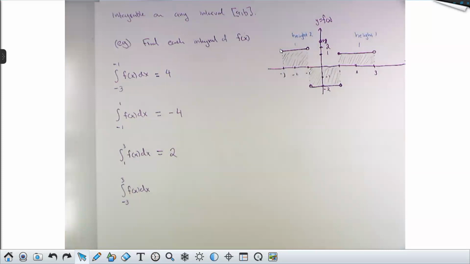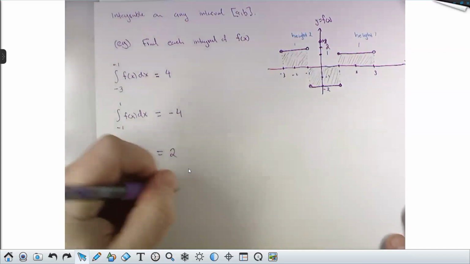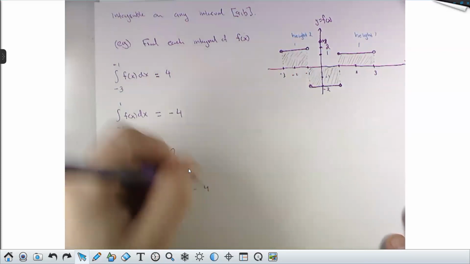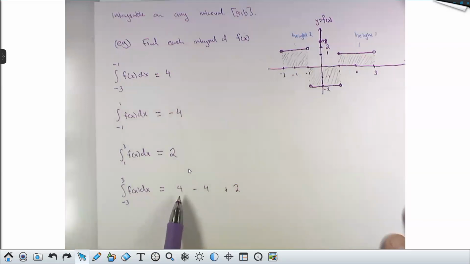Now for the fun question. What's the integral from -3 to 3? Excellent. Yeah, it's the same sort of thing as we saw on that previous page. We've got a positive bit, a negative bit, and a positive bit. So it's going to be plus this, minus this, plus this, which is +4 minus 4 plus 2. And in fact, what you'll see here is that this can be considered as the integral from -3 to -1 plus the integral from -1 to +1 plus the integral from +1 to +3.